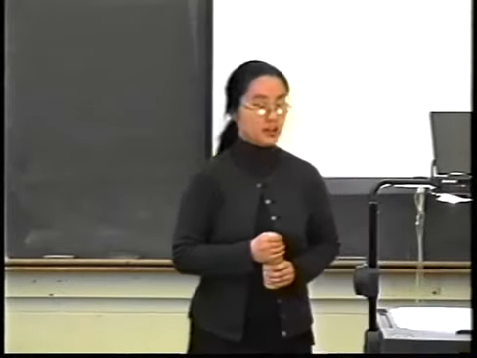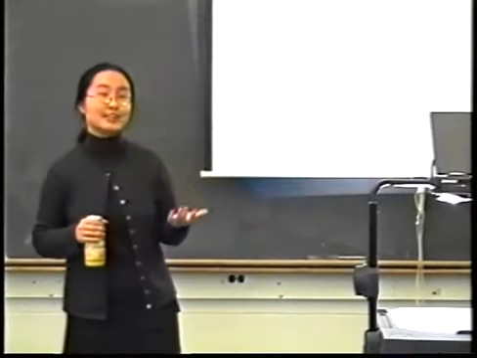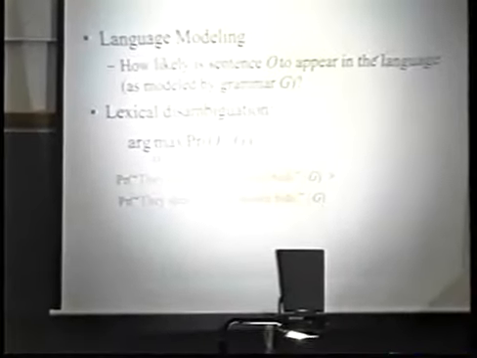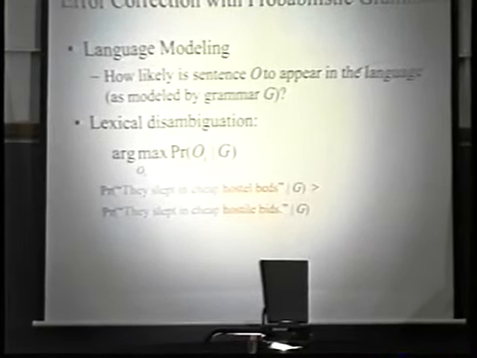So in a probabilistic grammar framework, we can recast the error correction problem as one of language modeling. In this case, we are asking how likely it is that sentence O is observed in the language as modeled by a grammar G. And then lexical disambiguation can be done by picking the most likely observation given the grammar. So if we have a good grammar, then the first sentence should be more likely than the second.